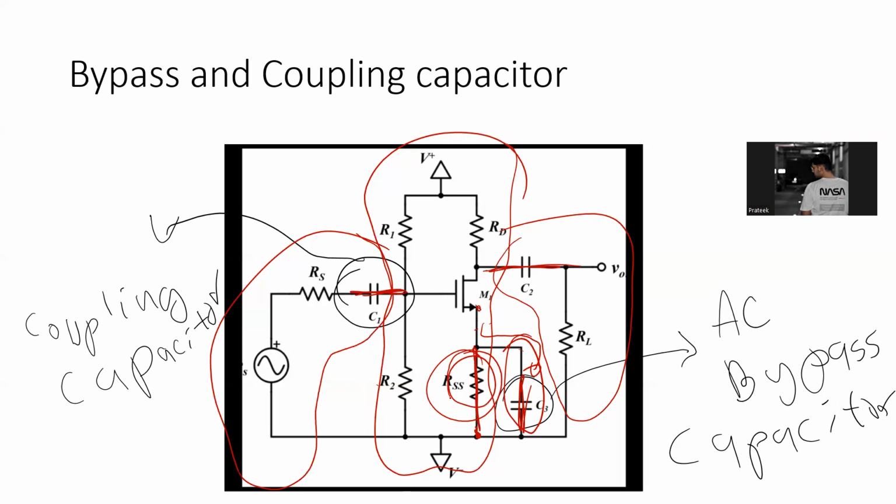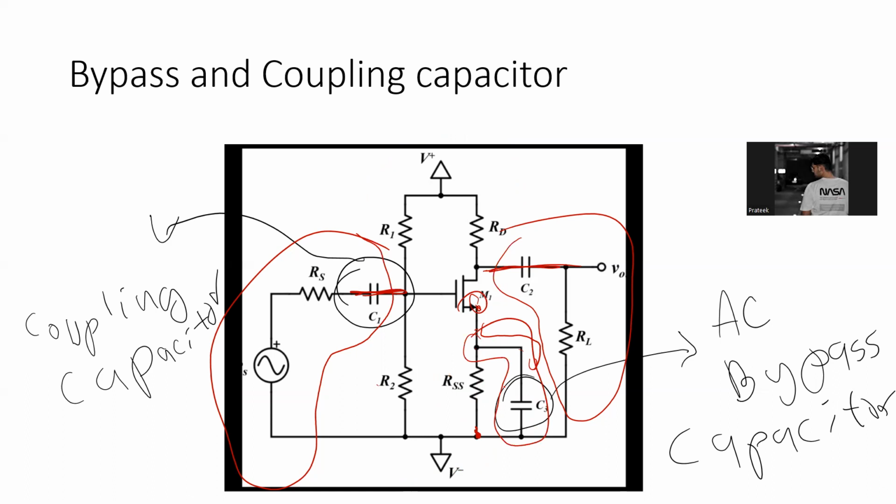And this simplifies your analysis because now your source will be directly grounded. If you had to consider that RSS, it would complicate the analysis quite a bit. Now, these, in contrast, are now connected, whereas before they weren't connected. So that's why these are called coupling capacitors. Cool. Any other questions?